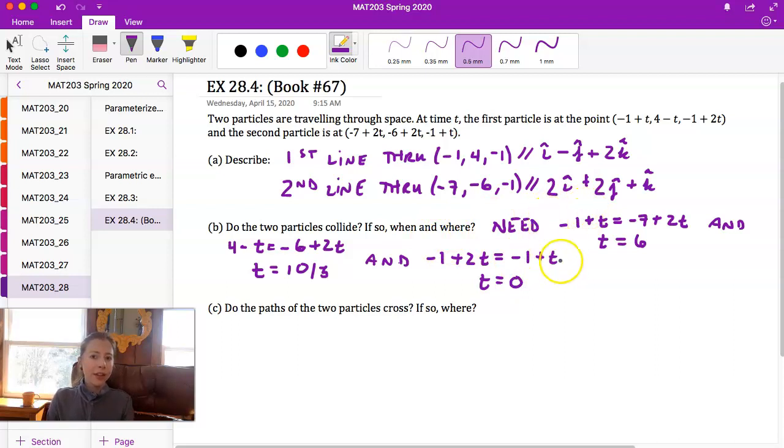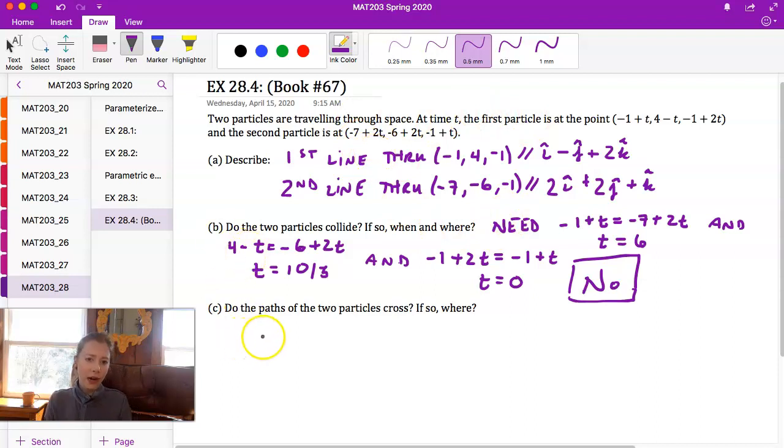So the thing is, these two paths that the particle travels do not have the same coordinates at the same time. In order for the x coordinates to match, that's going to be at time t equals 6. For the y coordinates to match, it's going to be at time t equals 10/3. And for the z coordinates to match, it's going to be at t equals 0. So no, the particles do not collide. In order for them to collide, we'd have to have the same t.